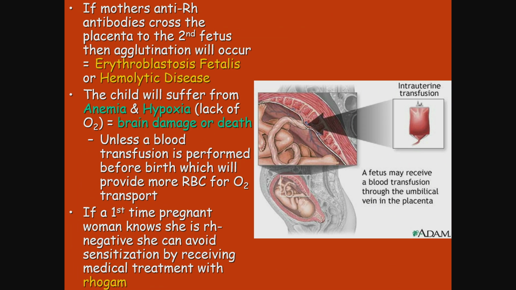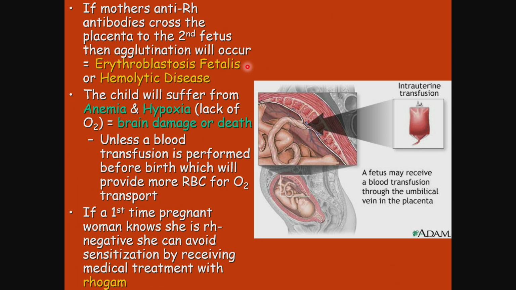So if a mother, like me, has an anti-RH antibody cross the placenta to the second fetus, then agglutination will occur, and that's called erythroblastosis fetalis. Let's break that word down. Erythro is red blood cell, blast means to destroy, osis means abnormal condition, fetalis is the fetus. We don't want to say all that, so the short name is hemolytic disease. The child will suffer from anemia and hypoxia, which is lack of oxygen, so brain damage occurs if the baby doesn't die.